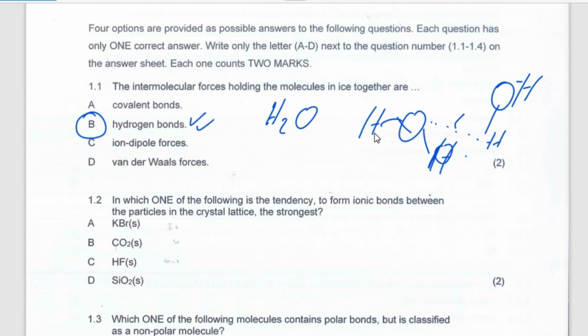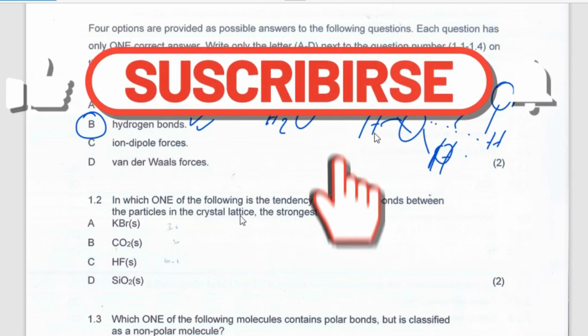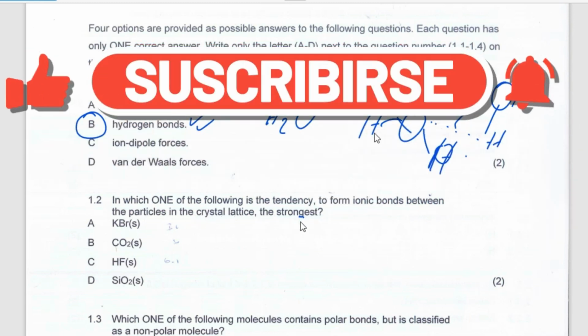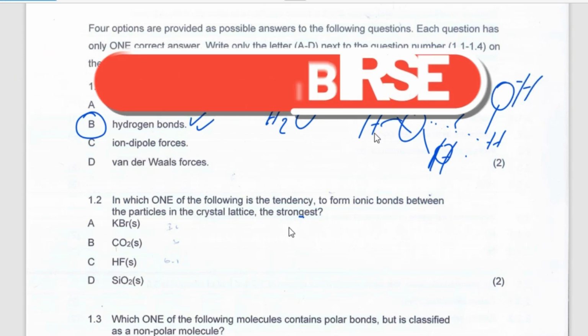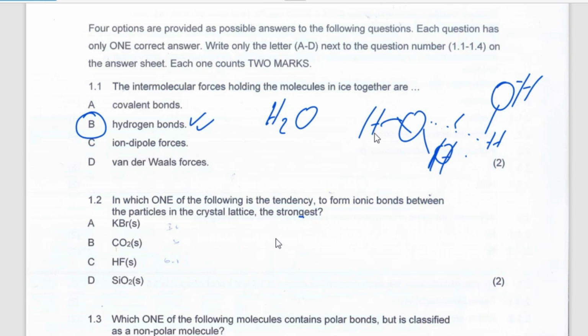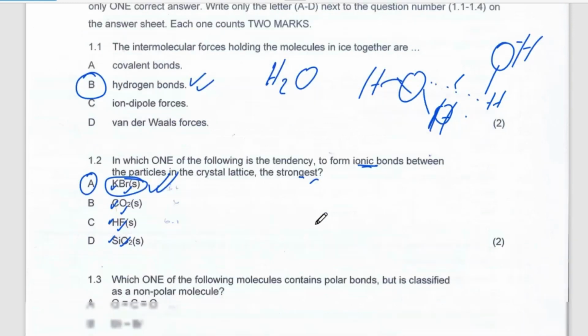They are saying, in which of the following is the tendency for ionic bond between the particles in the crystal lattice strongest? Here you have to look at what forms. When you say ionic, it means that you are looking at what forms between the metal and the non-metal. So when you look at this, it is non-metal, non-metal, non-metal, non-metal, non-metal, non-metal, metal and non-metal. So this one becomes the answer. So the two answers, 2 marks goes there.